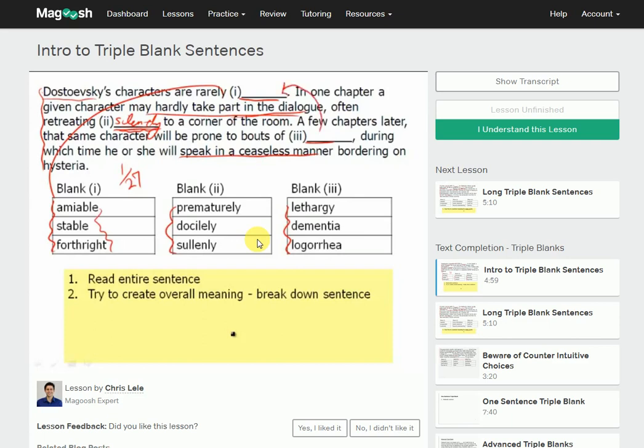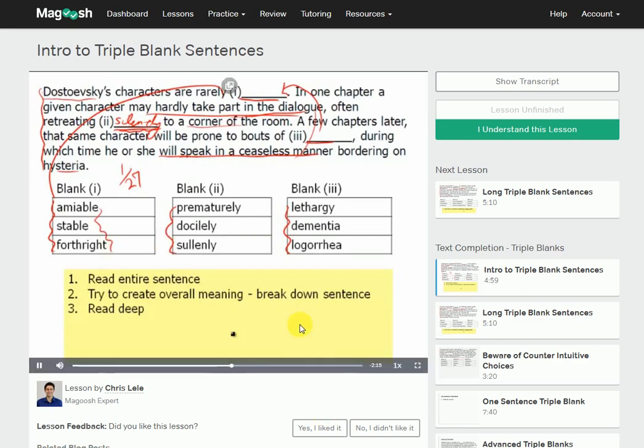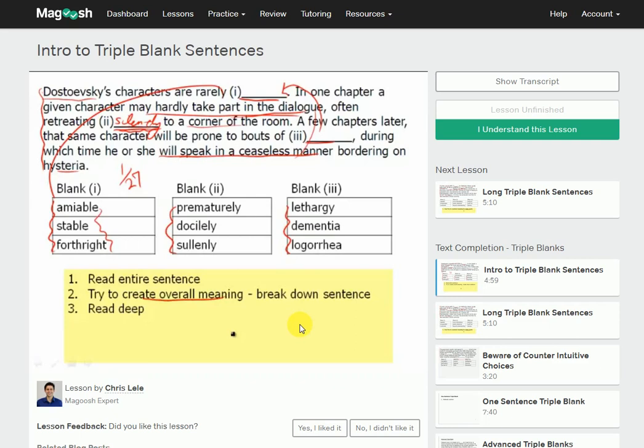So now we can go back to this first blank. And this is really an issue of reading deep. What I mean by that is not just reading the entire sentence, but knowing that sometimes the clue to the first blank will come way down at the bottom. So you really have to read deep to figure out what that first blank is. Or sometimes even the second blank. It won't be right around the second blank here maybe, but it could be at the very end. So always read deep. Try to, again, create overall meaning, which we've done. And so now we can come up with a word for the first blank: his characters are rarely predictable, or are rarely the same.